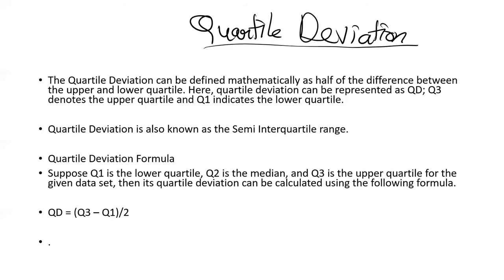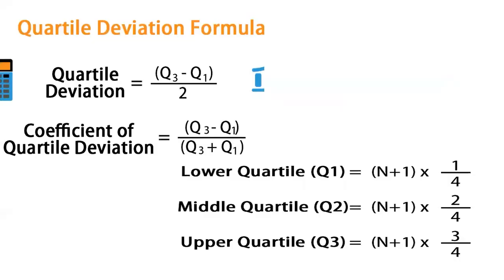Then the quartile deviation formula. Suppose Q1 is the lower quartile, Q2 is the median, and Q3 is the upper quartile for the given data set. Then the formula of quartile deviation is simply Q3 minus Q1 divided by 2. Okay. This is the formula of quartile deviation, Q3 minus Q1 divided by 2.